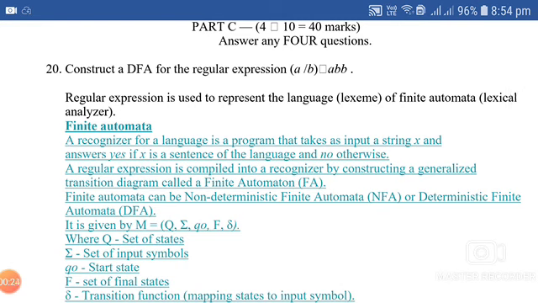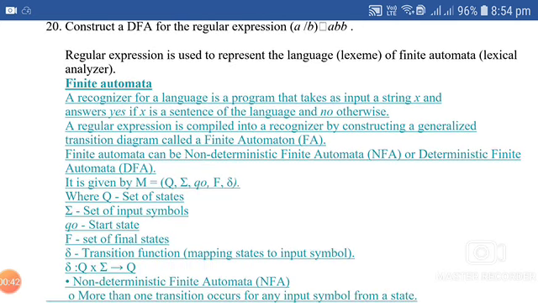It's a program that takes as input a string x and answers yes if x is a sentence of the language and no otherwise. A regular expression is compiled into a recognizer by constructing a generalized transition diagram called a finite automaton, which is represented as FA. Finite automata can be non-deterministic finite automata NFA or deterministic finite automata DFA.